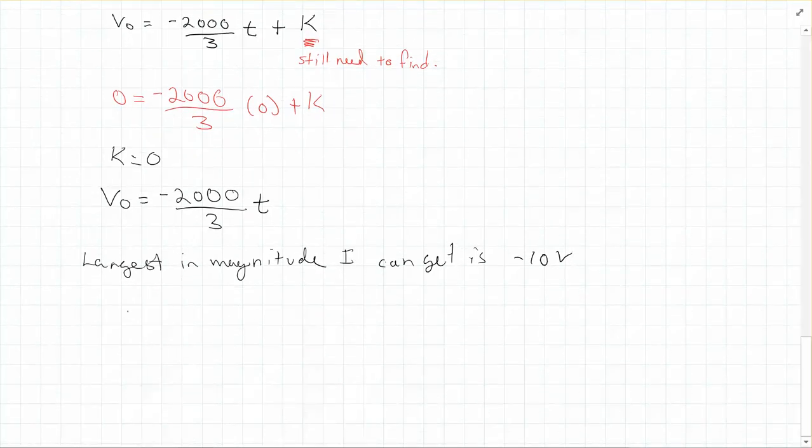And so what do we do here then? Well, we just set -10 is equal to -2000 over 3 times t, and we solve for t. And if we solve for t, I'm doing it in my calculator right now, you get 15 milliseconds for this op amp to saturate.